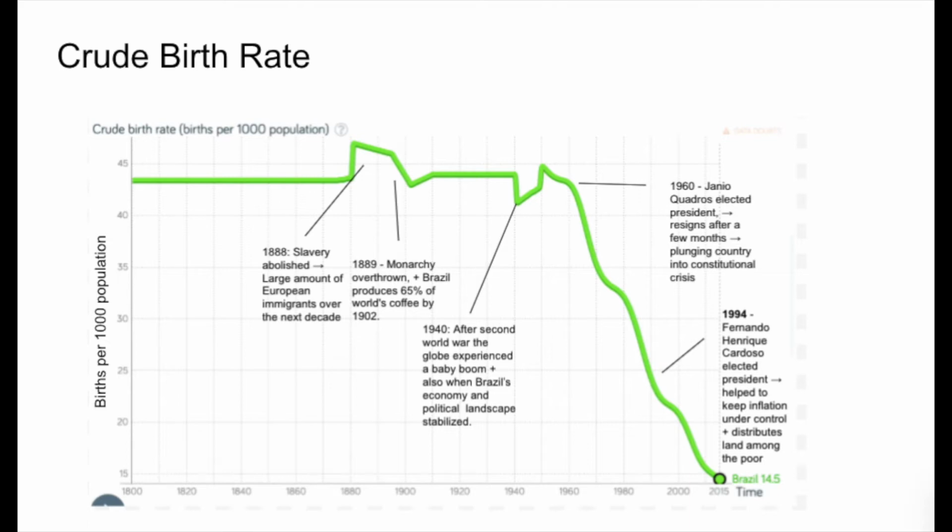World War II made the birth rate drop, but then it started to rise after the worldwide baby boom. It was also the time Brazil was able to stabilize its economy and political landscape. From 1960 to 2015, there was a huge decline. This is from Brazil becoming richer and more urban, as well as from a constitutional crisis in the 1960s.